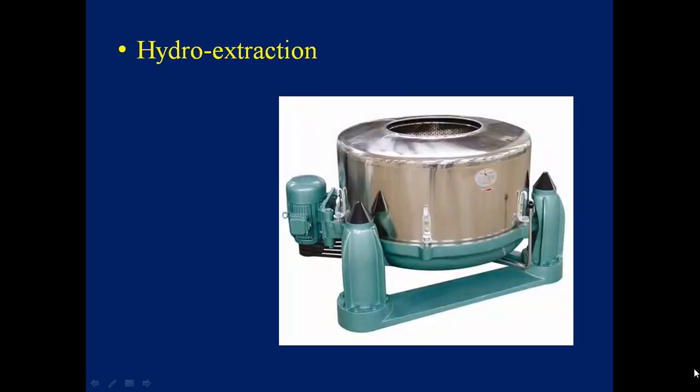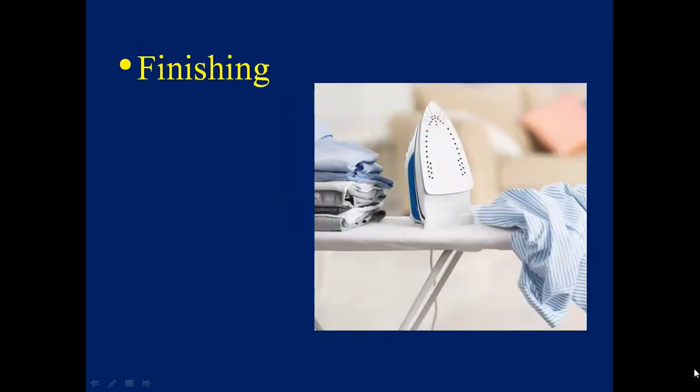Hydro extraction is also one of the steps which are equally important as far as laundry process is concerned. Laundry hydro extraction helps to remove the excess water from the cloth after the washing has been done. So all the linens should be removed from the washing cycle. Once the washing cycle is completed, it should be put into the hydro extraction, which helps to remove all the excess water which is present in the linen.